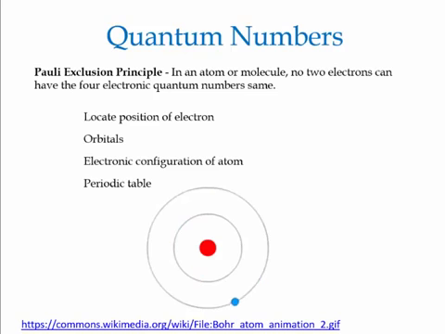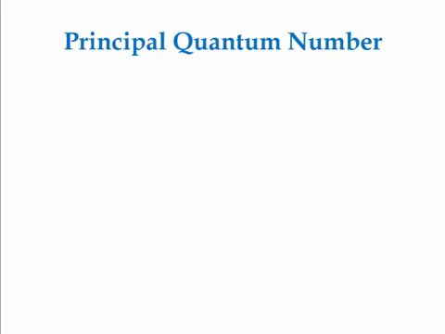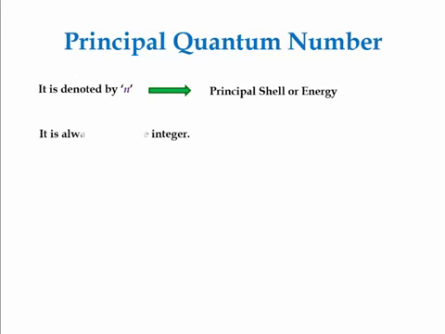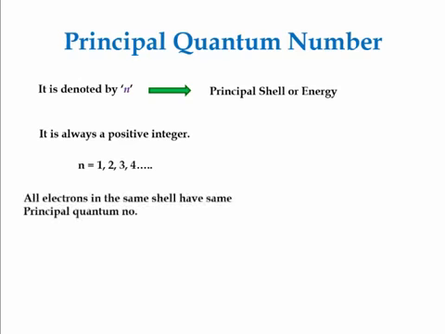There are a total of 4 sets of quantum numbers. Let us understand the first one, that is the principal quantum number. It is denoted by the small letter n and it describes the principal shell or energy level in which the electron is placed. It is always a positive integer and it starts from the value 1, 2, 3, 4 and so on. All electrons in the same shell have the same principal quantum number. Remember that the value of the principal quantum number cannot be 0 as there is no possibility of the 0th shell.